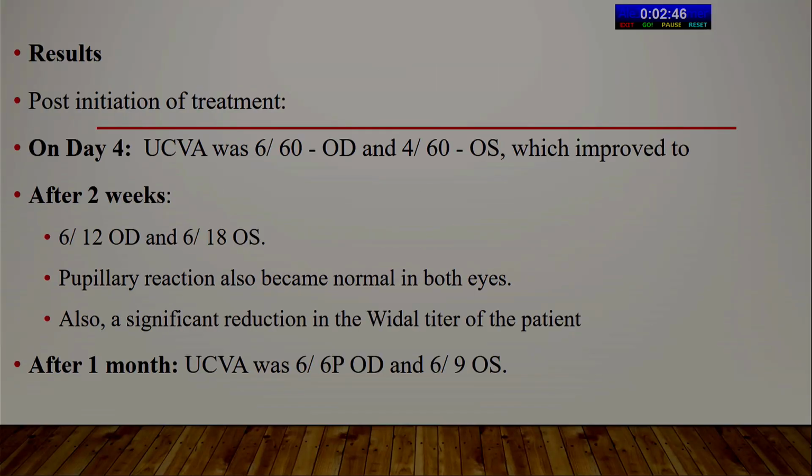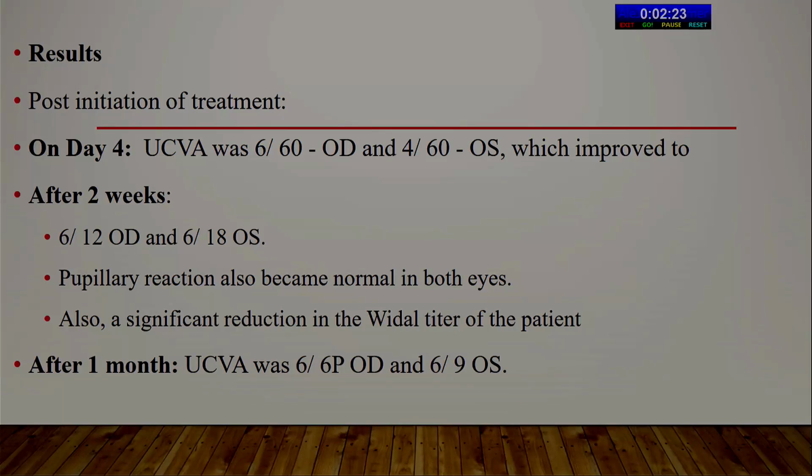And the result: after initiation of the treatment, on day 4, the best corrected visual acuity was 6/60 in the right eye and 4/60 in the left eye, which improved to 6/12 in the right eye and 6/18 in the left eye after 2 weeks. The pupillary reaction also became normal in both eyes. Also, there was a significant reduction in the Widal titer of the patient.